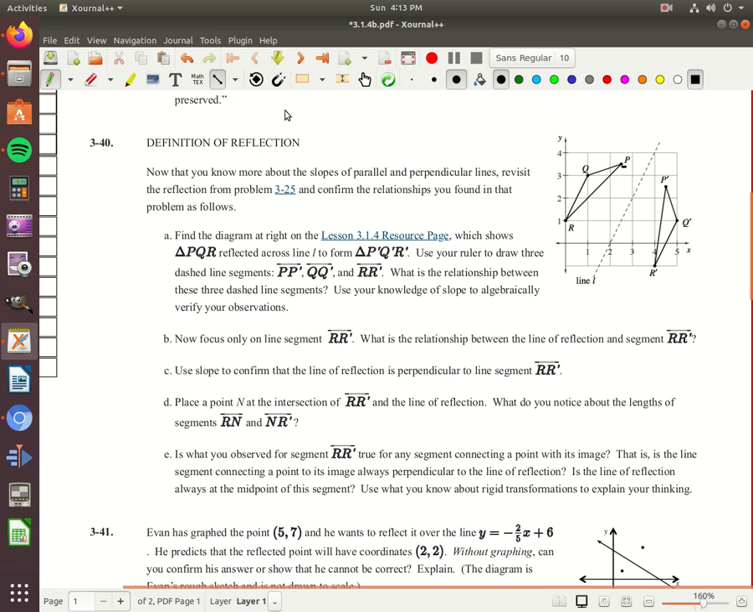So essentially what they're saying is, let's go ahead and connect P to P prime. Let's connect Q to Q prime, and let's connect R to R prime. It says use your ruler to draw these 3 segments. What is the relationship between these segments? Well, I think they're all parallel. So if they're all parallel, they need to have the same slope. So here I go down 2 over 4. That's a slope of -1/2, right? Q has a slope of -1/2.